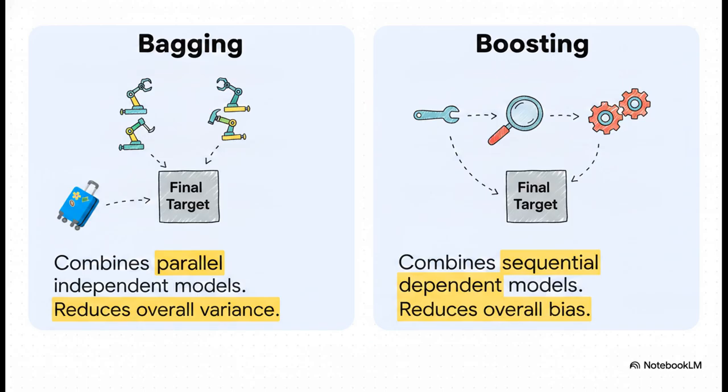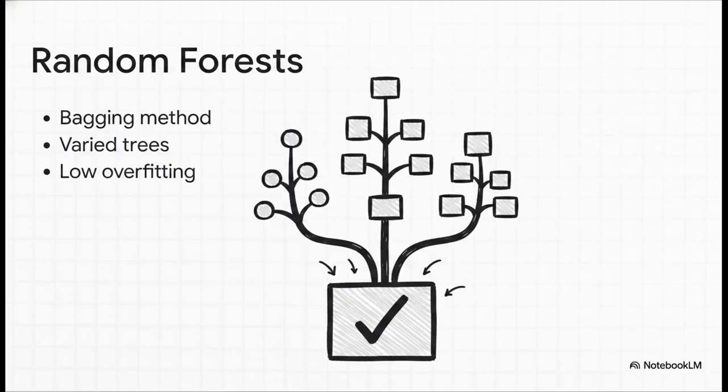Each new model specifically looks at the errors of the previous one, and it assigns higher weights to the misclassified data. It's aggressively trying to reduce the model's bias. Let's ground this by applying it to actual algorithms.